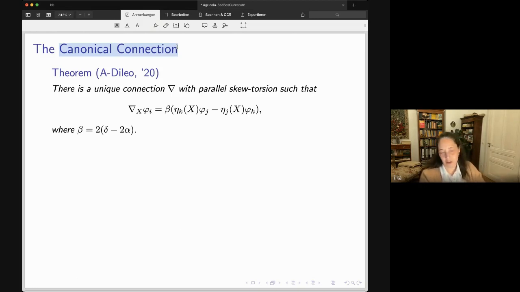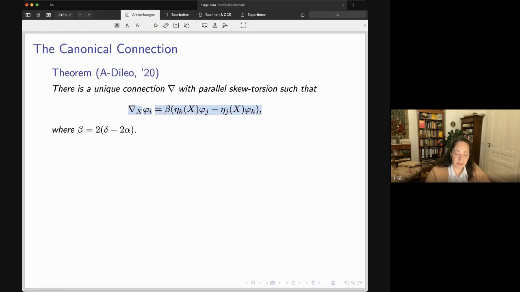But free contact structures are not defined by a reduction of the structure group. And it doesn't work to define them via a reduction. And so one needs another approach to get to a good connection. So in this paper, we tried to go from the most general case to the special case. And the upshot of the paper is that there exists a unique metric connection with skew-torsion, such that this equation here is fulfilled.